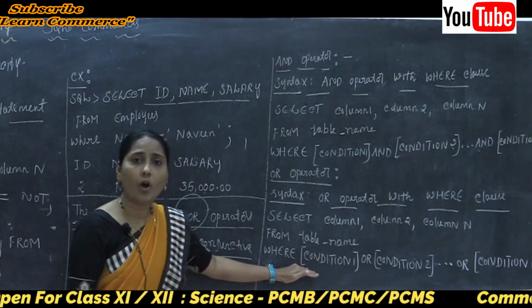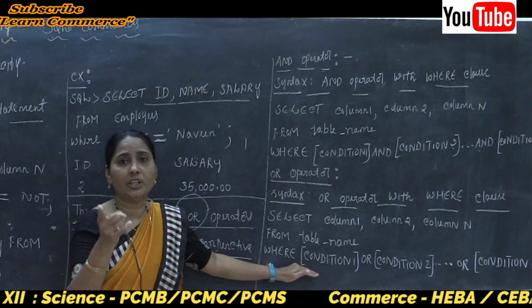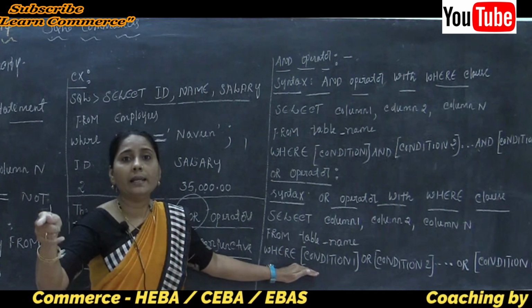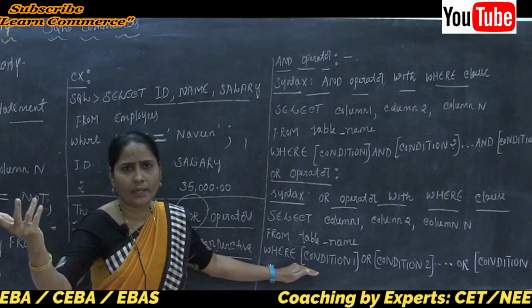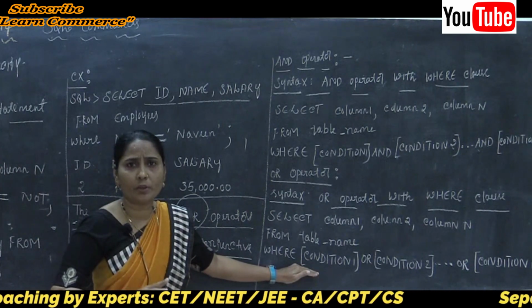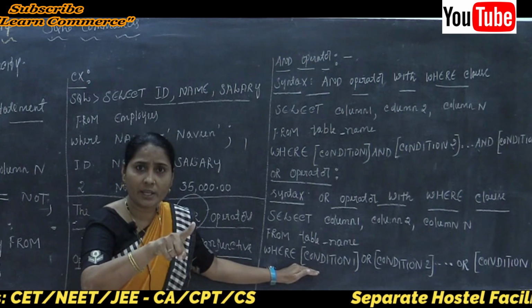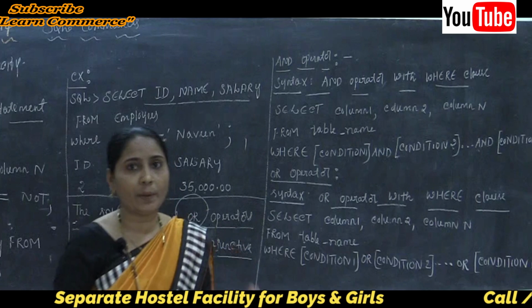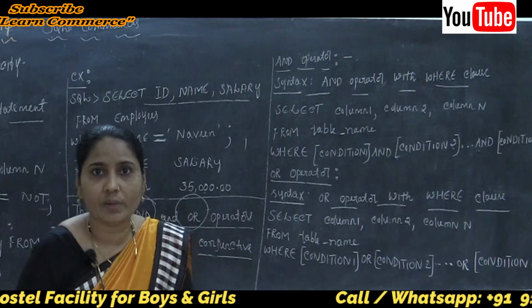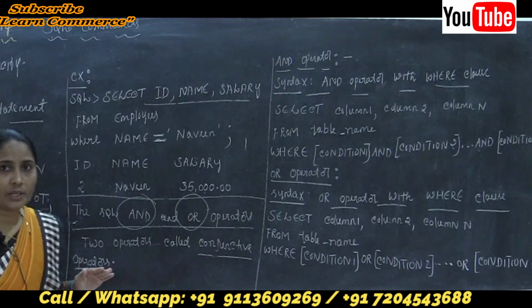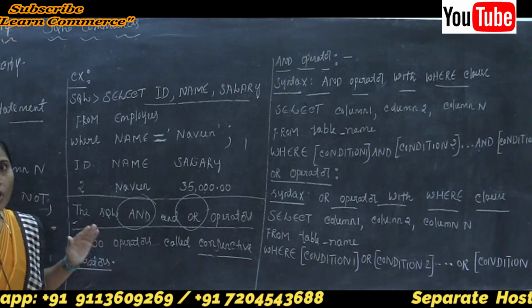But in our OR, if any one condition, name is equal to Naveen or salary greater, less or equal, any operator you can use, salary greater than or equal to 35,000, if any one condition is true, it is going to display the answer in the result table. So this is the difference between the AND operator and the OR operator. So is the meaning clear, about the AND and the OR operator?